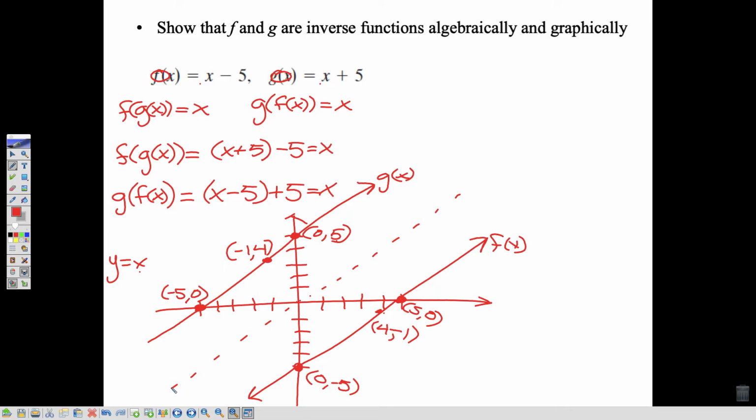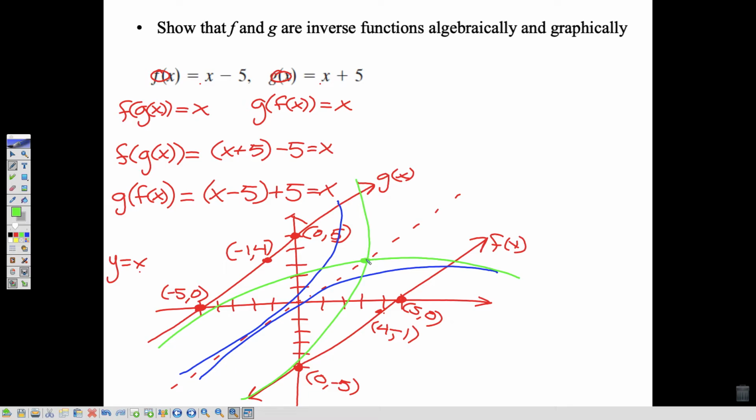If I told you one graph looked like this, the other graph would look like this. That's reflection. Do you see the reflection? That's what inverses do. Sometimes they'll cross over the line, and their intersection is always on that y equals x line.